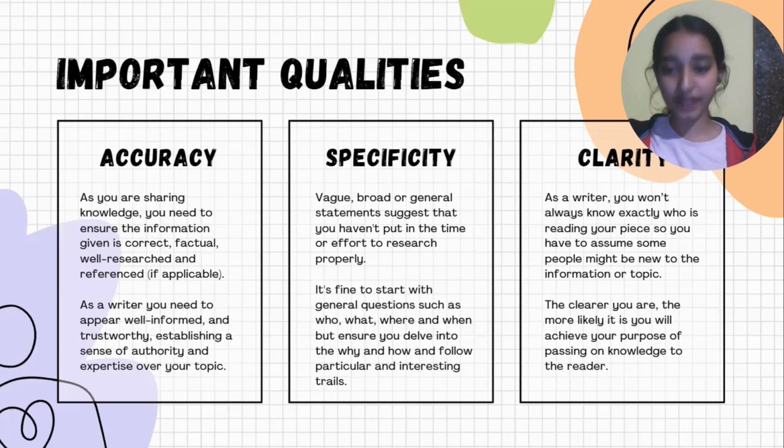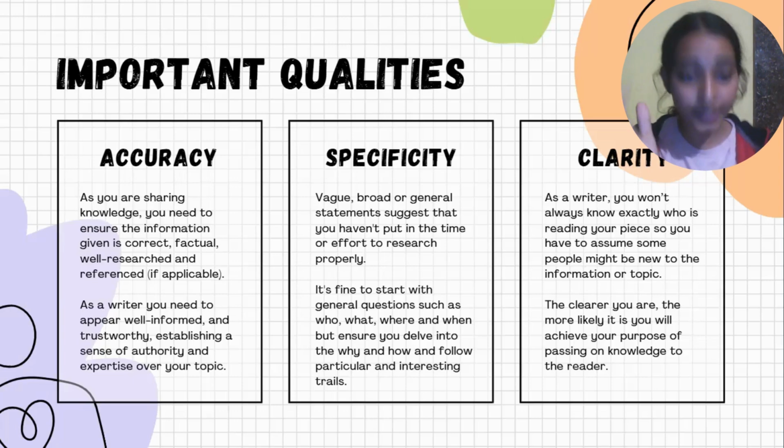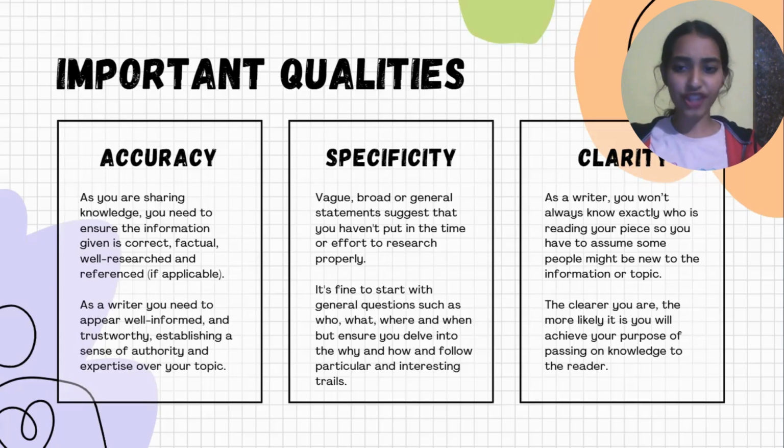Next is specificity. Vague, broad, or general statements suggest that you haven't put the time in to write or to research properly. You need to be specific about your writing. It's fine to start with general questions such as who, what, and where, but you need to delve into the why and how and follow particular and interesting facts that makes the reader want to read more.